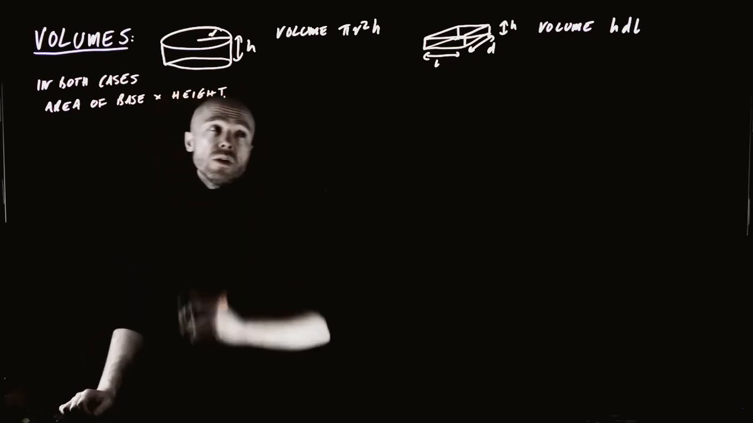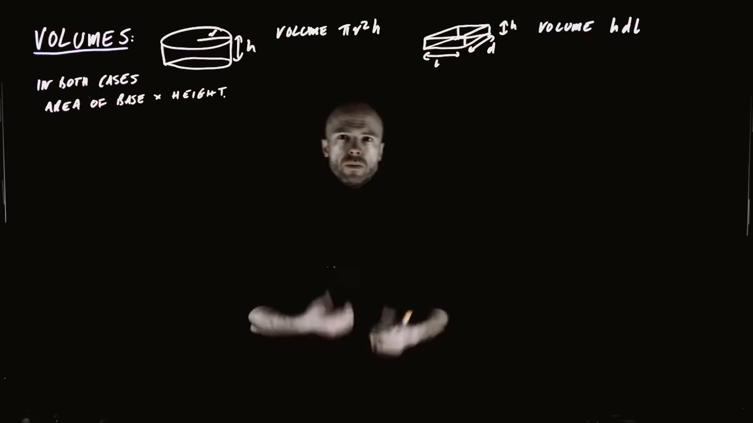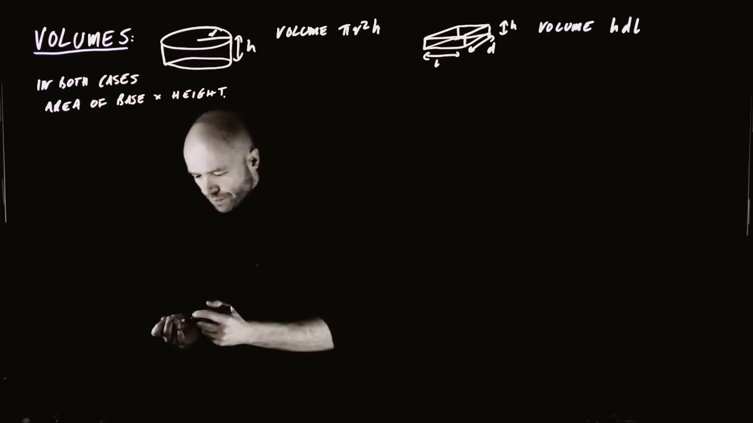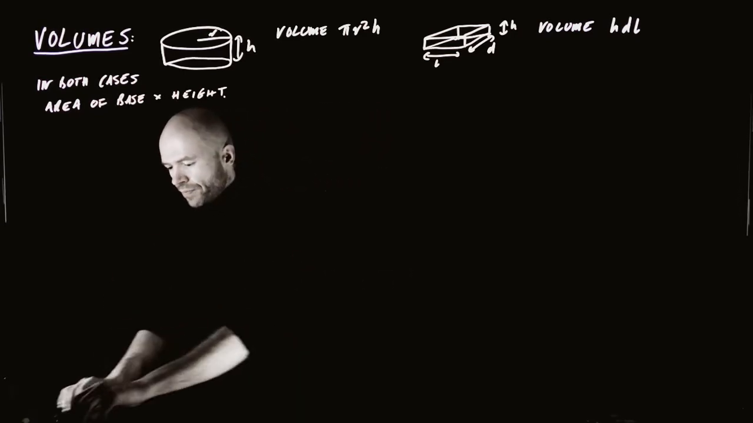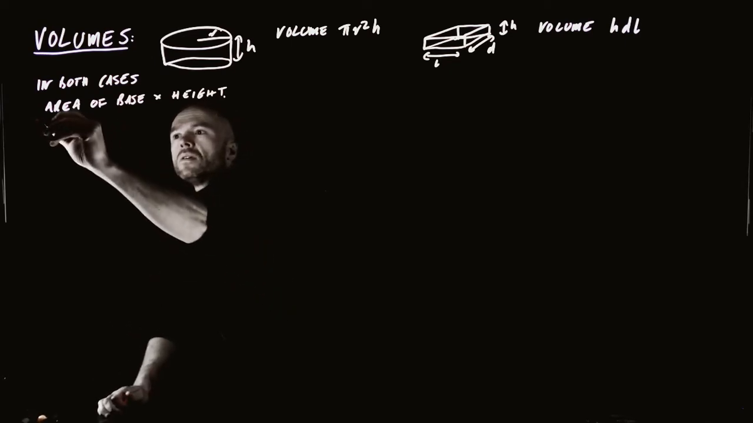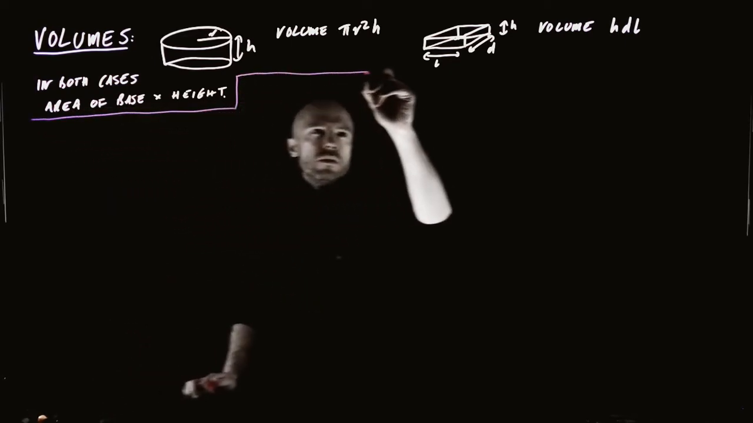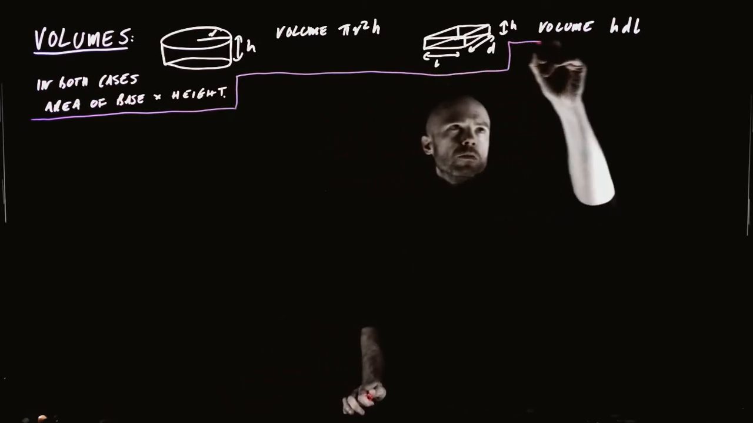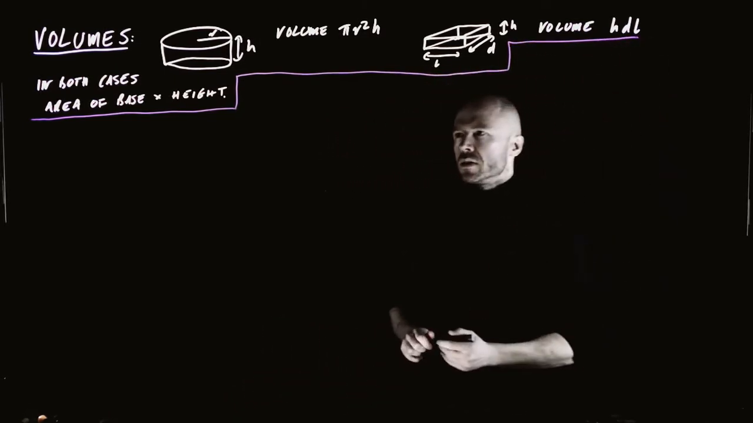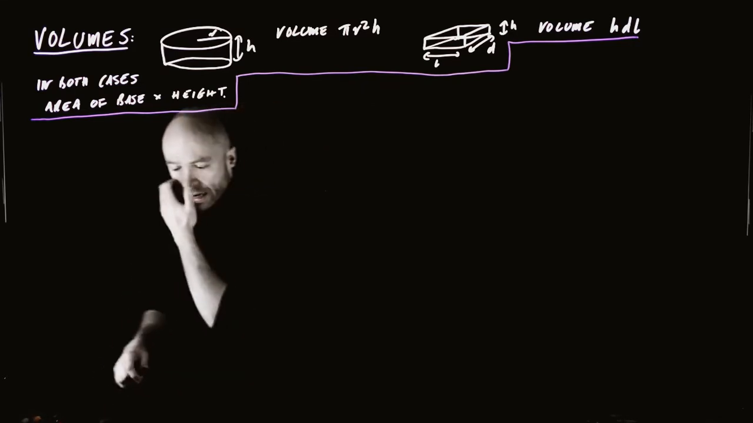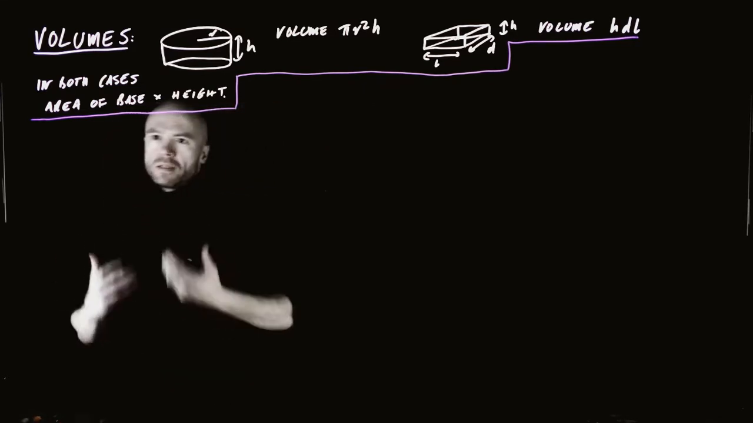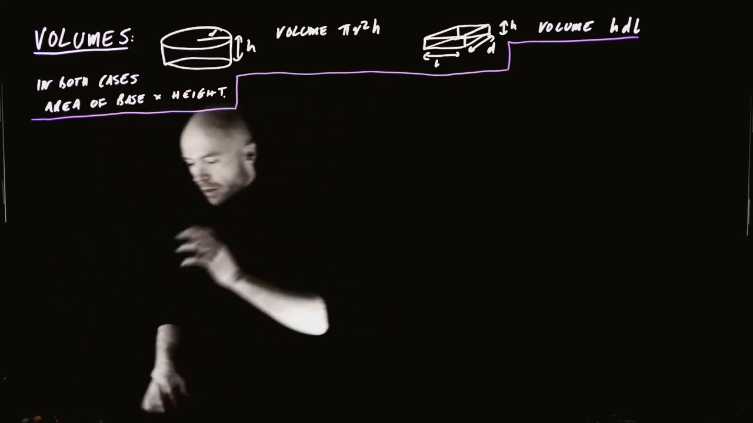Okay. But if we don't have such a simple shape, then we've got a problem. So we're going to develop a formula that allows us to find the volume of much more general shapes than this. And as I promised, we're going to do this in the context of a metaphor. So this is the metaphor.